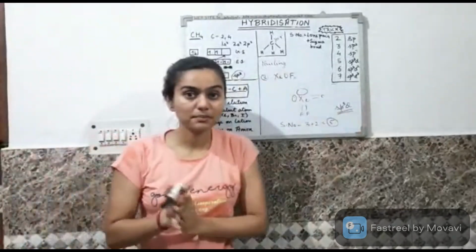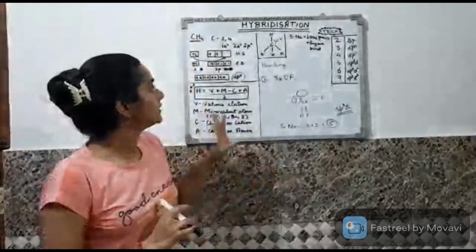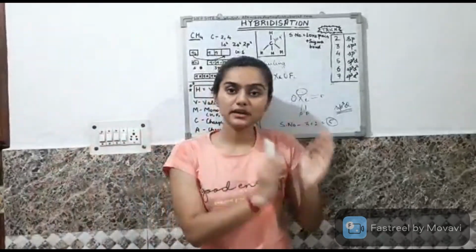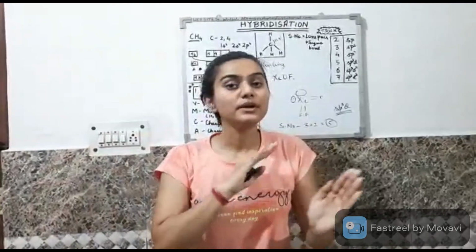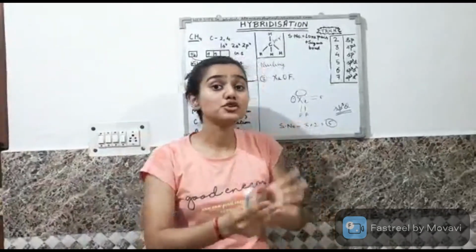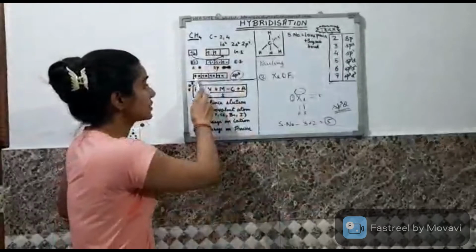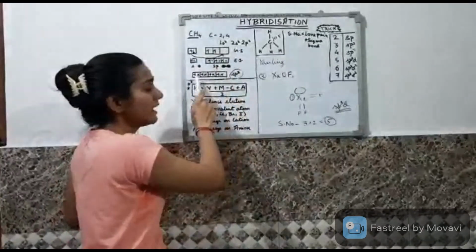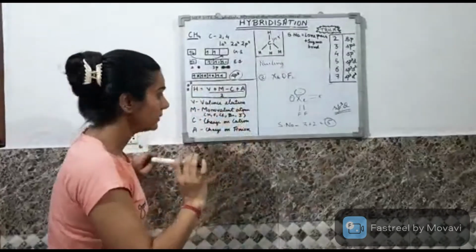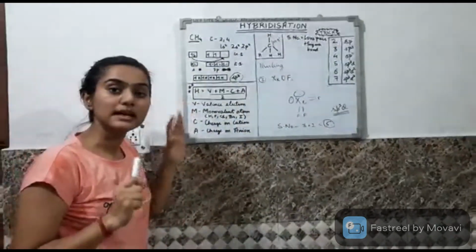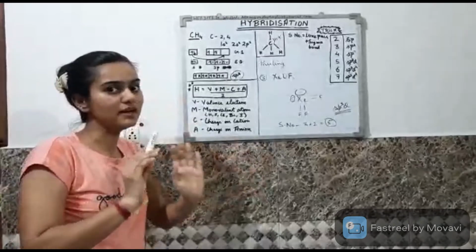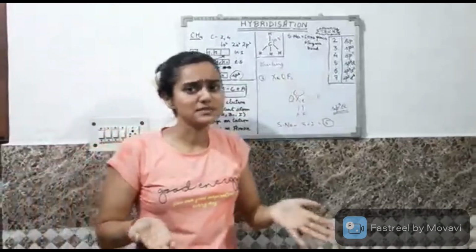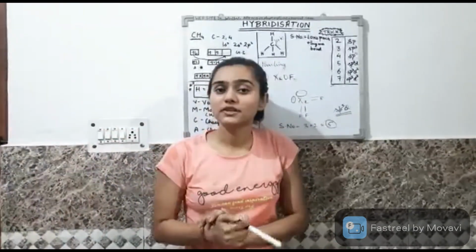So I'll wrap it up again. What we learned today was, firstly, hybridization is the intermixing of atomic orbitals with different energy, leading to the formation of new hybrid orbitals, and they have the same energy and shape. Second thing we learned was this formula, that is H equals V plus M minus C plus A by 2. And third was this trick which you can use in exams like JEE and NEET. I hope all of this was clear to you.